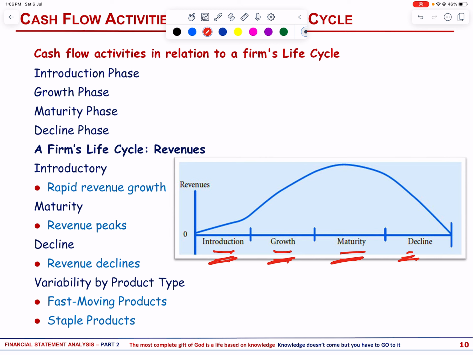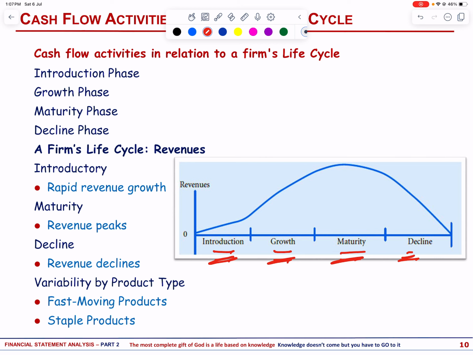These phases' duration and intensities vary across industries and product types. Now, firms with diverse product portfolios may experience different stages simultaneously, influencing the overall cash flow dynamics. Understanding these phases aids in evaluating a firm's financial health, strategic investments, and cash management strategies over time.